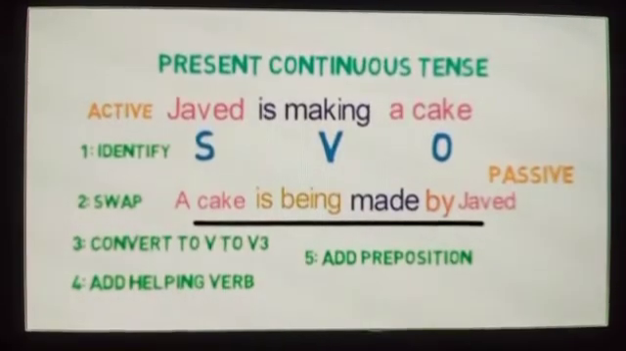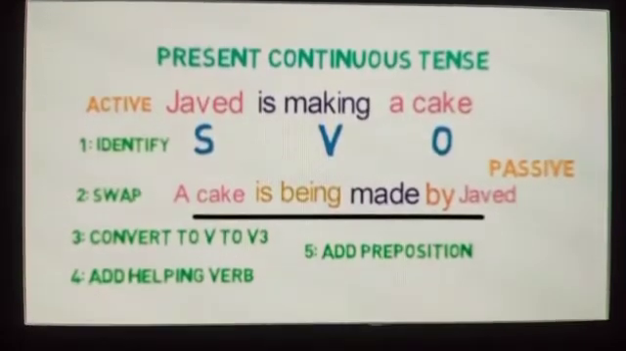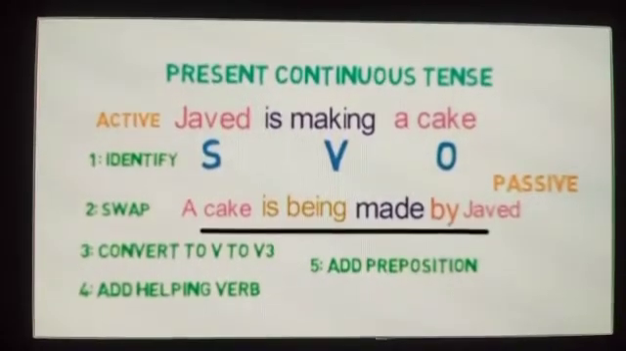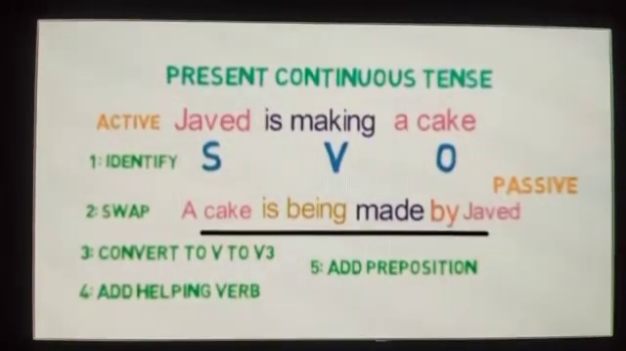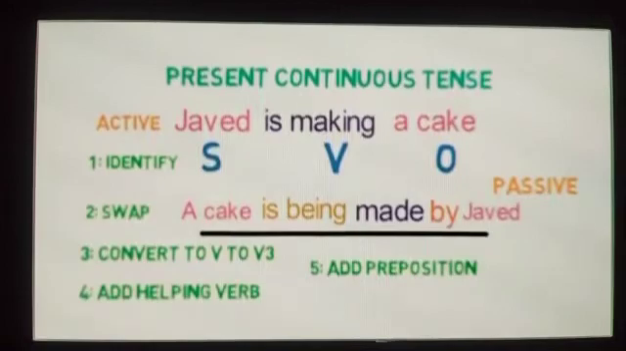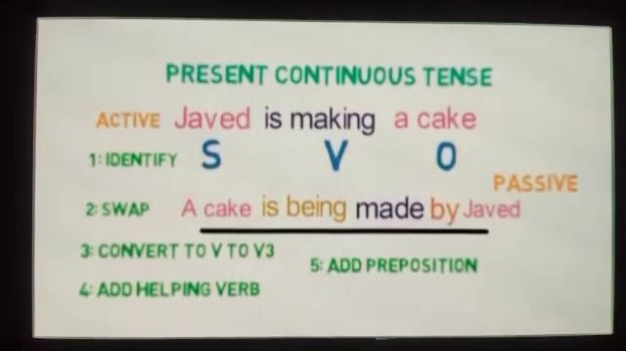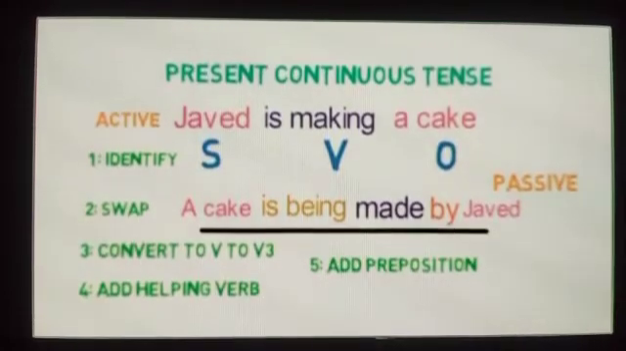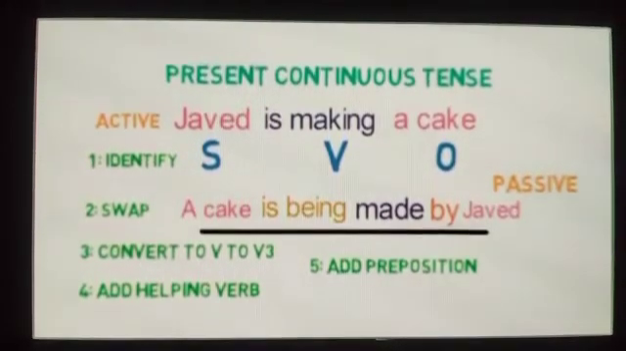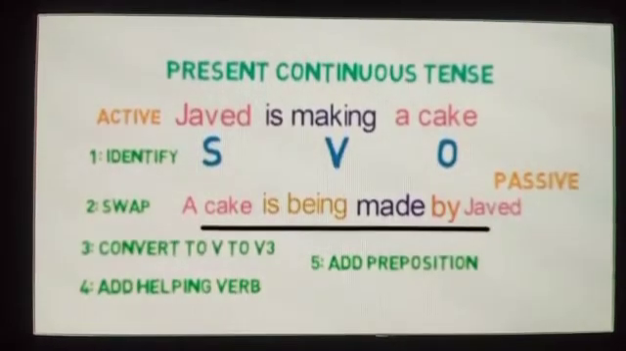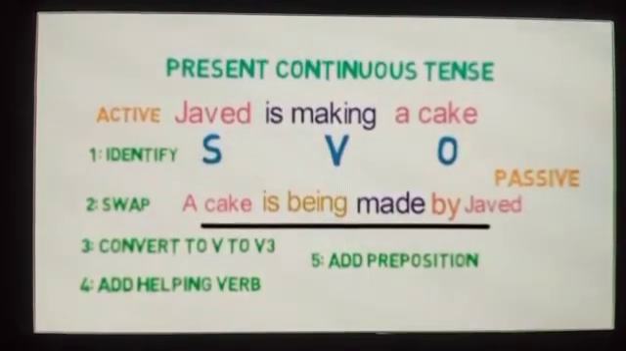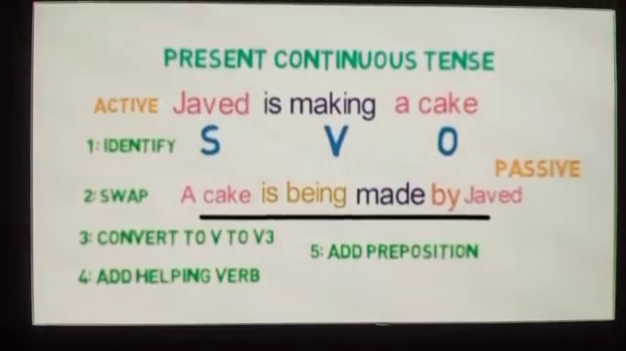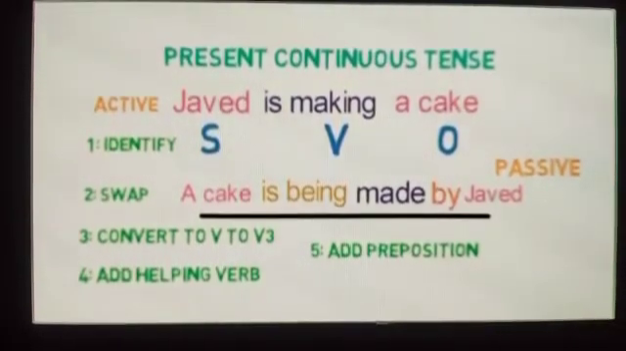Now let's learn how to convert active voice into passive voice in present continuous tense. Here, the example is, Javed is making a cake. This is an example of an active sentence. So now, what we have to do while converting into passive voice, first thing we need to identify subject, verb and object in the sentence. After identification, we have to swap, means we have to interchange subject with the object and object with the subject. So I have put a cake in the place of Javed, and Javed has taken the place of a cake. Then I have used third form of verb of make.